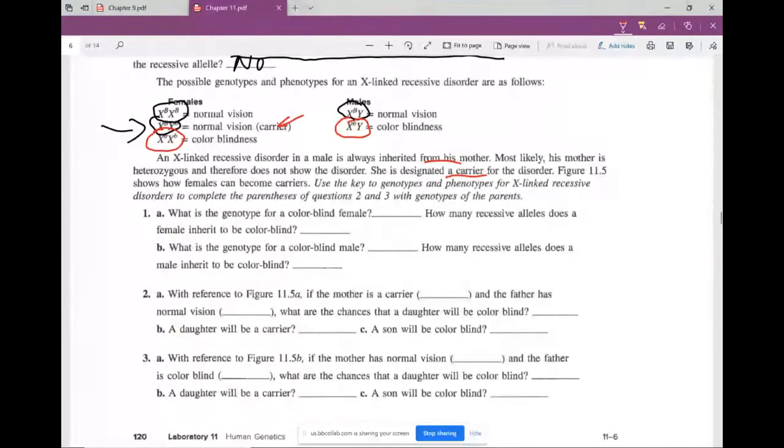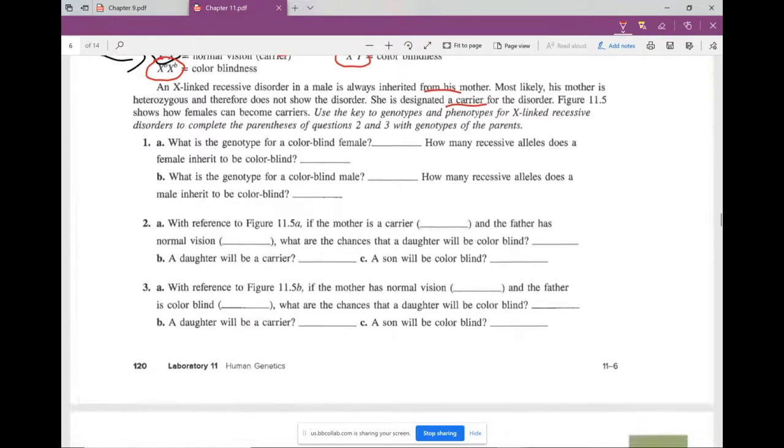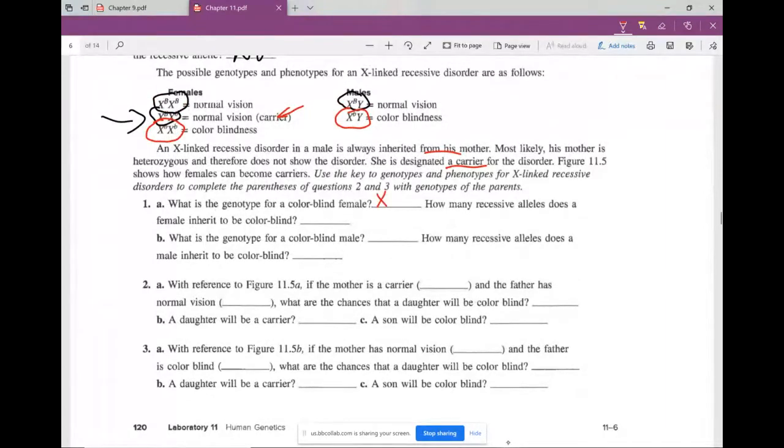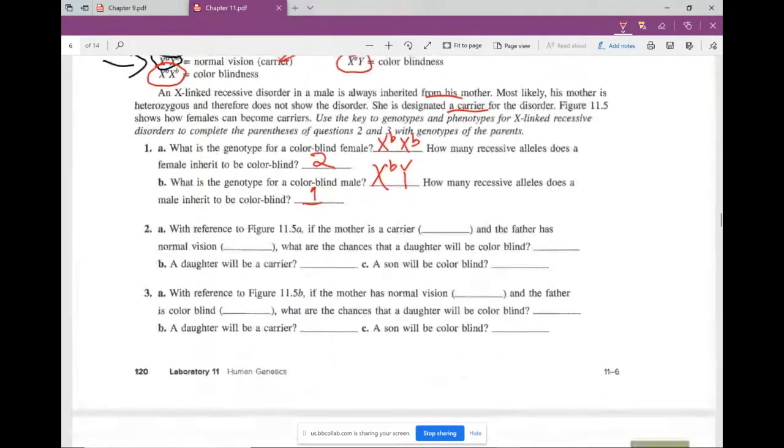Use the key to genotypes and phenotypes for X-linked recessive disorders to complete the parentheses of question 2A with genotypes of the parents. What is a genotype of a colorblind female? A colorblind female would have to be X little b, X little b, right? How many recessive alleles does a female inherit? To be colorblind, she must inherit 2 copies. What is the genotype of a colorblind male? X little b and that Y chromosome to make a male. How many recessive alleles does a male inherit to be colorblind? Just 1. Tough luck, right?